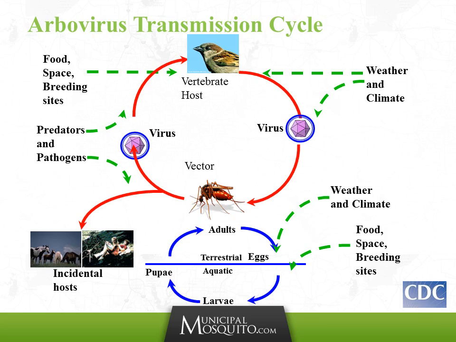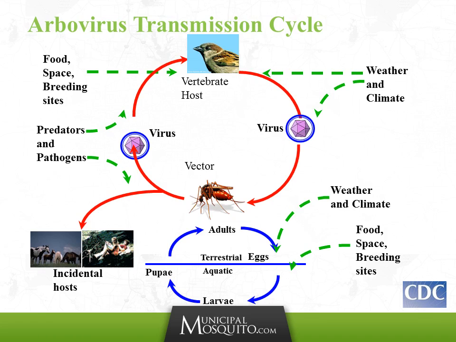equine encephalitis. Of course, weather and climate directly affect both the population of the vertebrate host, in this case the birds, and of the vectors themselves. And since we have weather and climatic conditions that affect both of those populations, it in turn affects the amplification of the virus and the rapidity with which the virus amplifies.